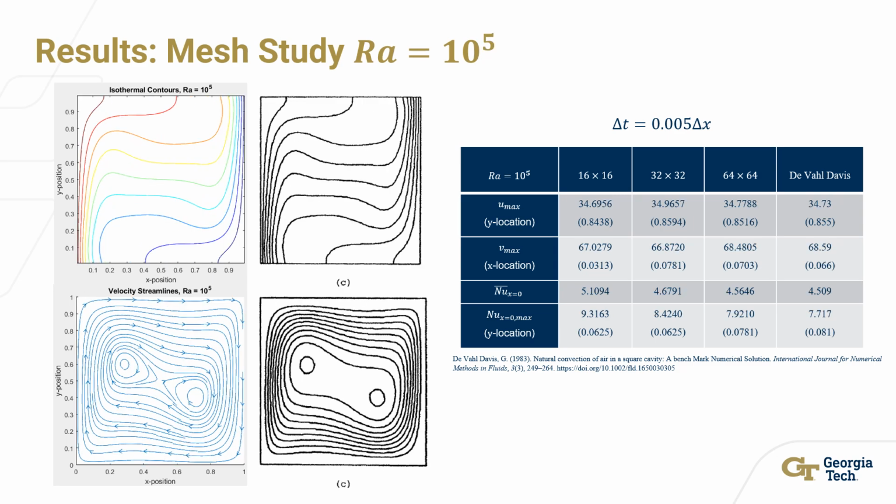When Rayleigh numbers increase to 10 to the fifth, the momentum imparted to the flow by the buoyancy is enough to actually create two vortices in the middle of the domain. But also, we can see that a 64 by 64 grid is actually not sufficient to converge in terms of the Nusselt number, which is something we're actually very interested in.